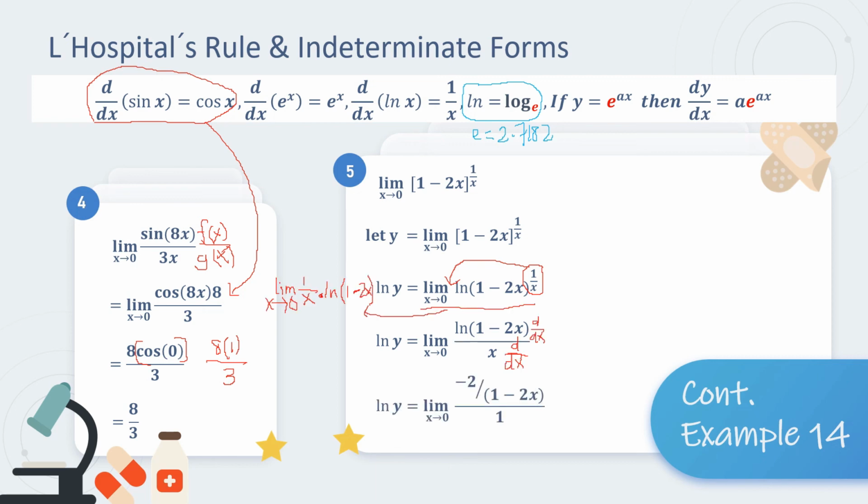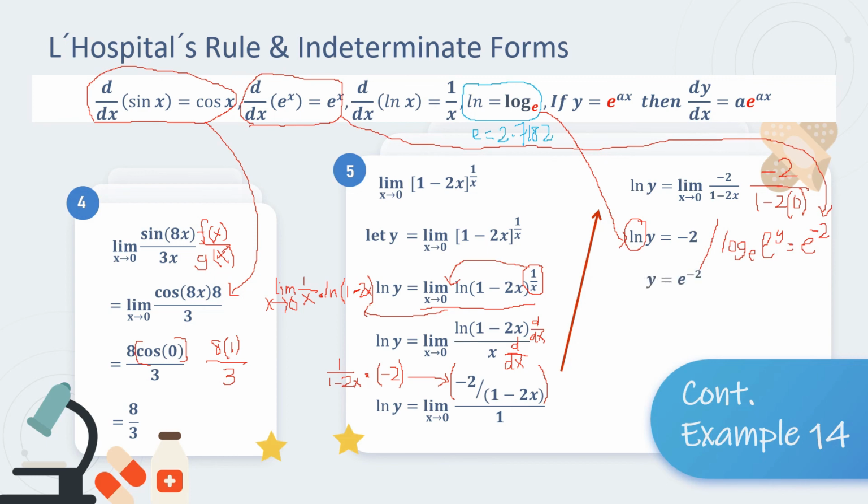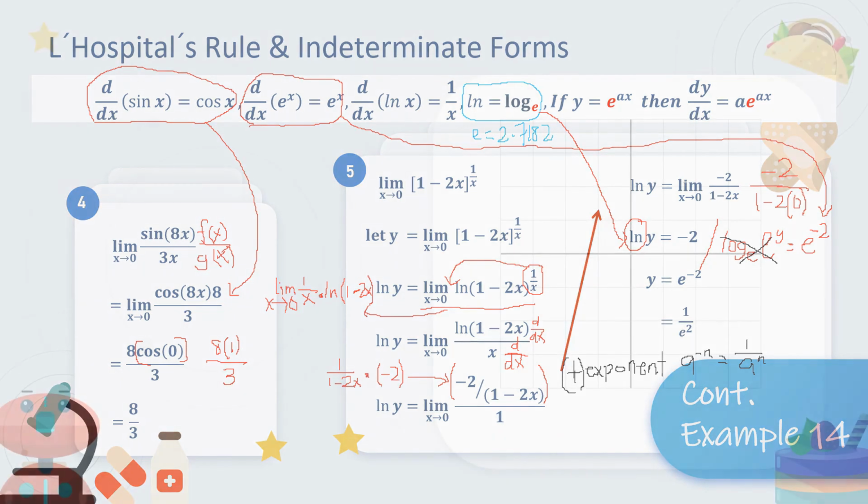Differentiate by using L'Hospital's rule. Substitute 0 into the function. Ln y is equal to -2. Y equals e to the power of -2. Express y equals e to the power of -2 with a positive exponent using a to the power of -n equals 1 over a to the power of n. Therefore, the answer is 1 over e to the power of 2.